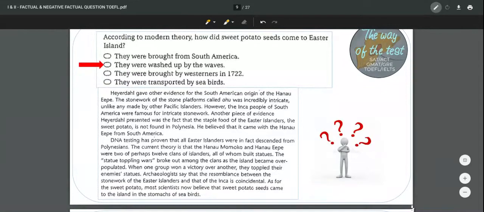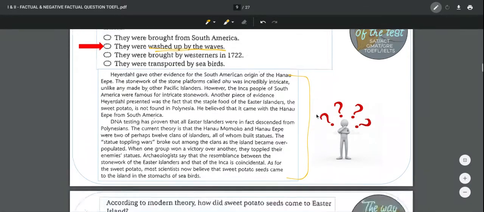It says they were washed up by waves. Now, where in the text do they mention either the word waves, or the fact of being washed up? And it's nowhere. Nowhere in the text do they mention either the word waves or any variation of it, like sea movements or anything. And they never mention anything about being washed up. Okay, we're going to go to the third one.